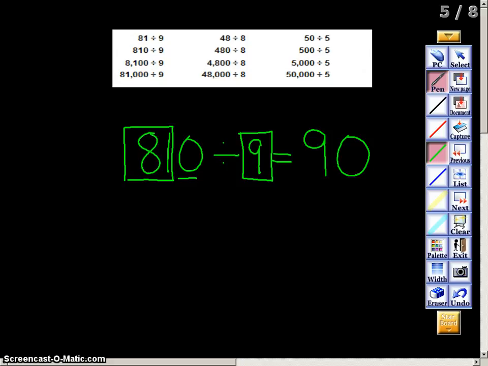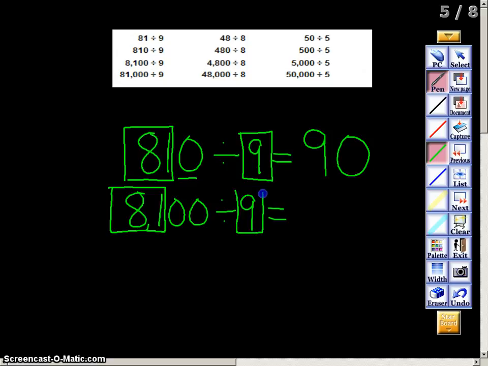Now if I'm going to do 8,100 divided by 9, once again I take a look at my basic division fact, I identify that, that's 81 divided by 9. I do 81 divided by 9. I know that gives me 9. Put my 9 there for my quotient. Then I have two zeros, 1, 2, 0. My second 0 left over after I divided my basic fact, so that means I have two zeros I tack on the end of my quotient.